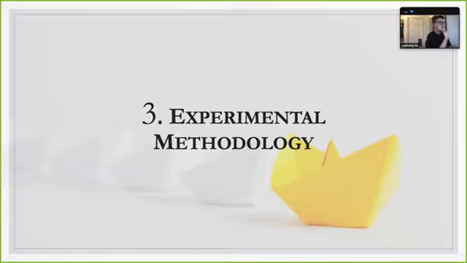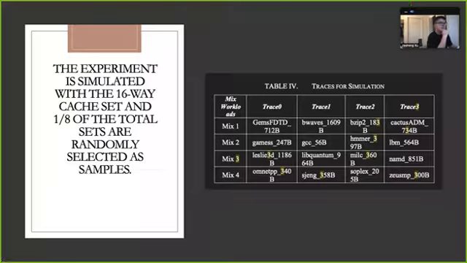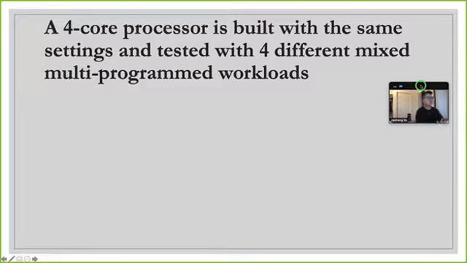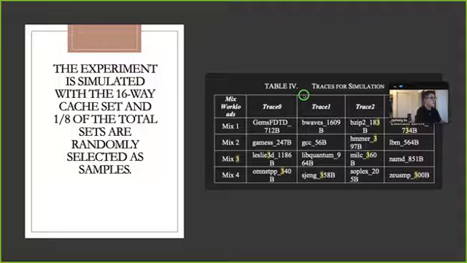I will introduce first the third part, experimental methodology. Okay, so we will first use a 4-core processor built with the same settings. We keep this the same and we test 4 different mixed multi-program workloads. So we control the 4-core processor as the unchanged part, and we change the workload to see the difference.